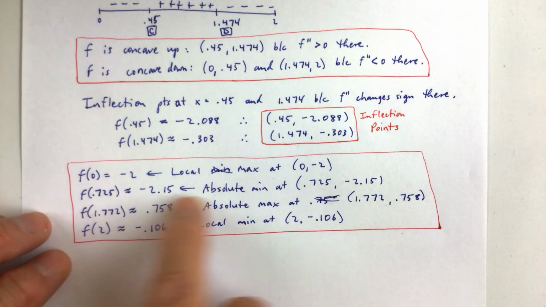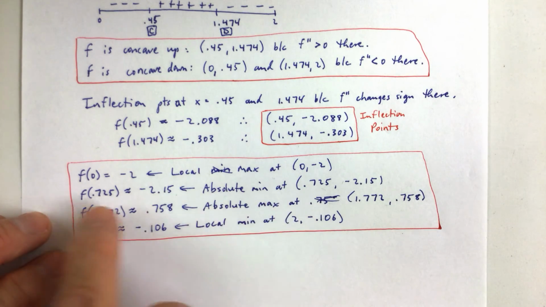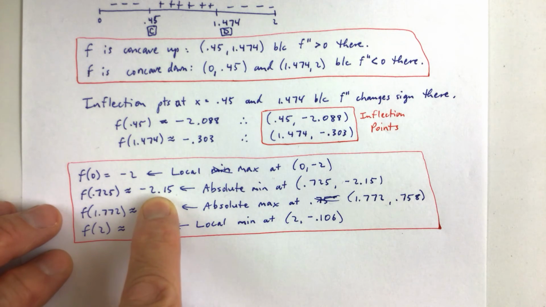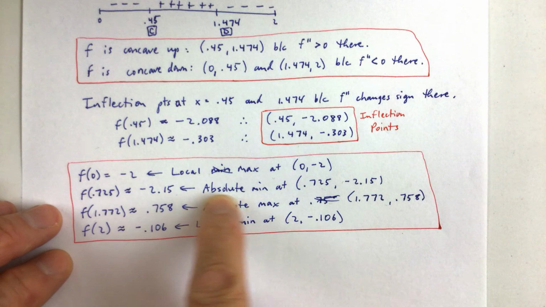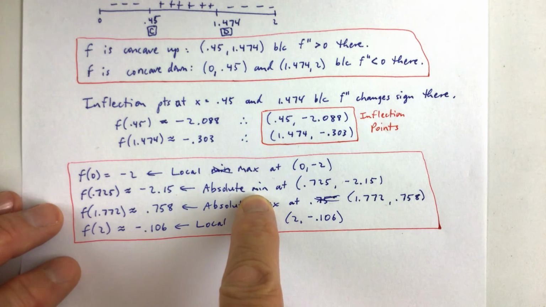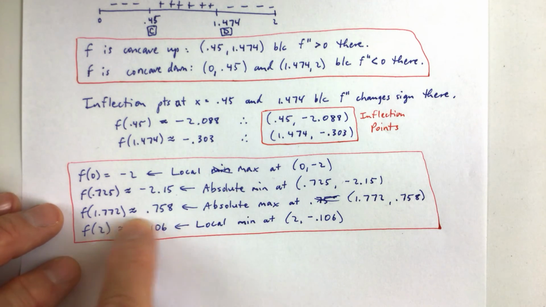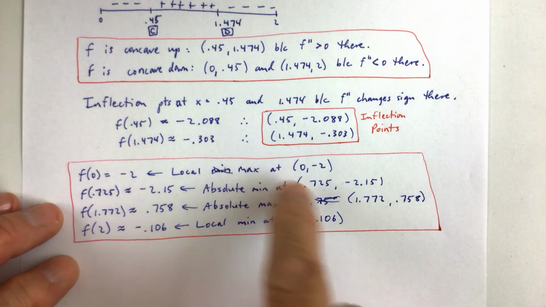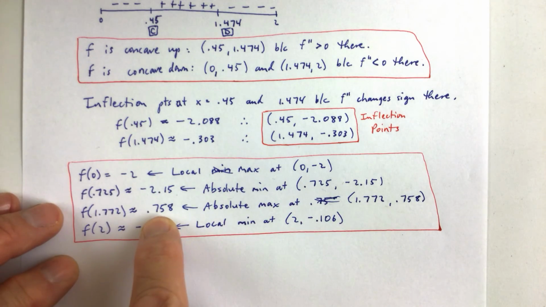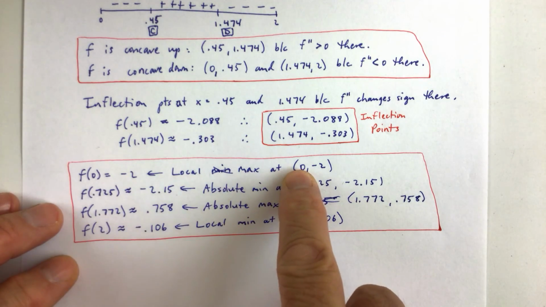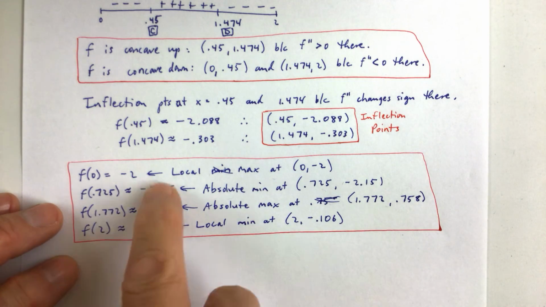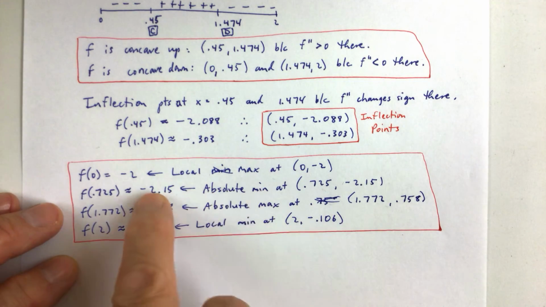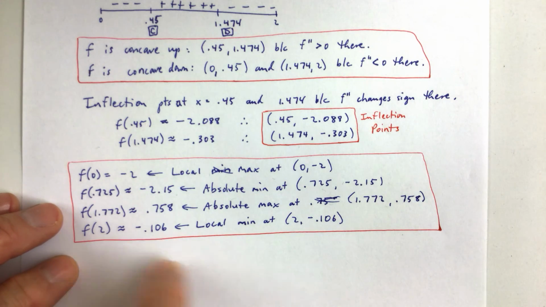And then we have an absolute min. We already talked about that. F of 0.725 gives us -2.15. That's a min, and that's our absolute min. We have another max at 1.772, and that's an absolute max because there are two max values. The higher of the two is our absolute, the lower of the two is our local. And then same with the mins. There are two mins. We have an absolute min that's lower than the local min. Okay, so there you have it.